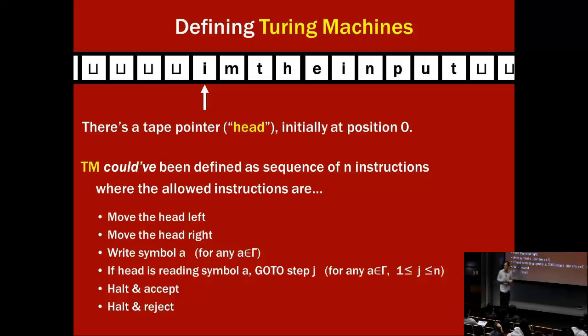Yeah? For the go-to instruction, why can't J be 0? Why is there the restriction that it has to be at least 1? Oh, I guess I didn't make it clear. I imagine in my head enumerating the n instructions 1, 2, 3, 4 up to n. Maybe I shouldn't have. Maybe it's traditional here in 251 to number them 0, 1, 2 up to n minus 1. But yes, you can go to any of those steps.